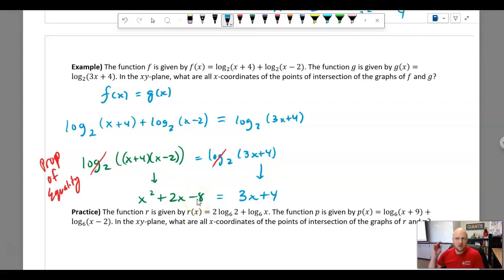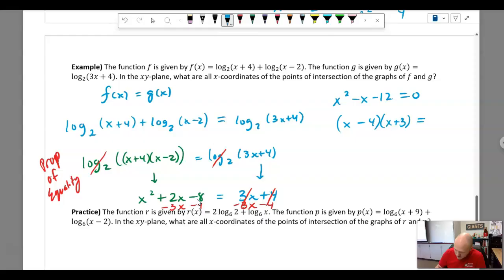Now I have an equation. This is a quadratic equation. How do we solve it? Well, I need to move everything to one side. I need to set this equal to 0, so we'll subtract 3x and we'll subtract 4, and let's see what we get. X squared minus x minus 12 equals 0. So it looks like we have x minus 4 times x plus 3, which is going to give us two zeros. I'm going to get a positive 4 and a negative 3.